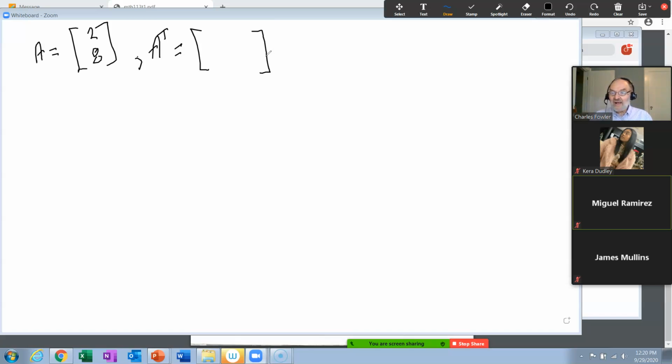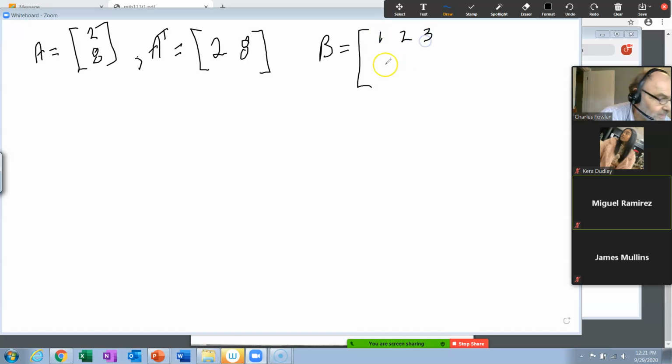Exchange the rows and columns. This was one column here, it'll be one row here. It's exactly the same number, 2 and 8. That's A transpose. B is this matrix here: 1, 2, 3, 4, 5, 6. Very creative matrix here. 7, 8, 9.